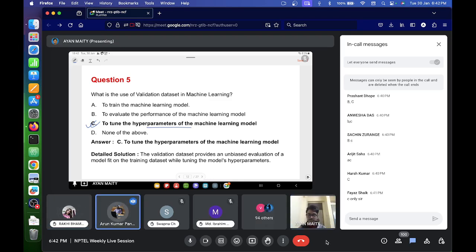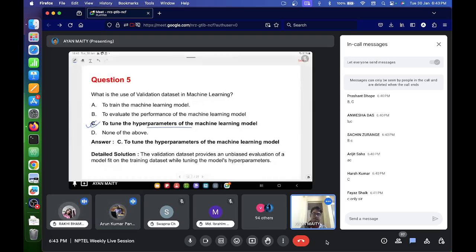Excuse me, sir, what is unbiased evaluation? Unbiased evaluation means the validation dataset is not used in the training process. So you train your model using your training dataset, then you check what the accuracy is on the validation dataset. Based on that you can tune those hyperparameters, then again train your model, then check on the validation dataset again what the accuracy is, then again tune the hyperparameters and train again, like this.